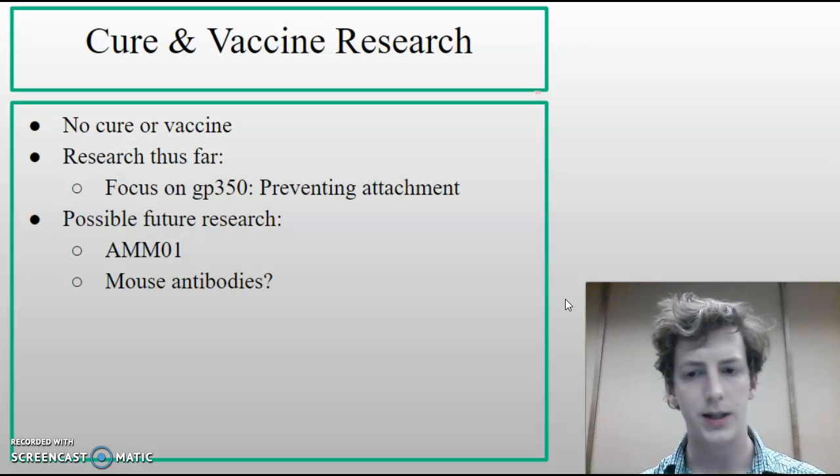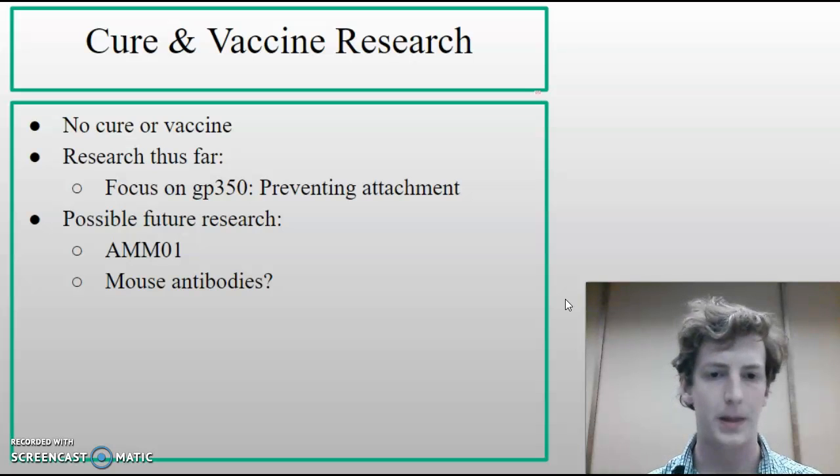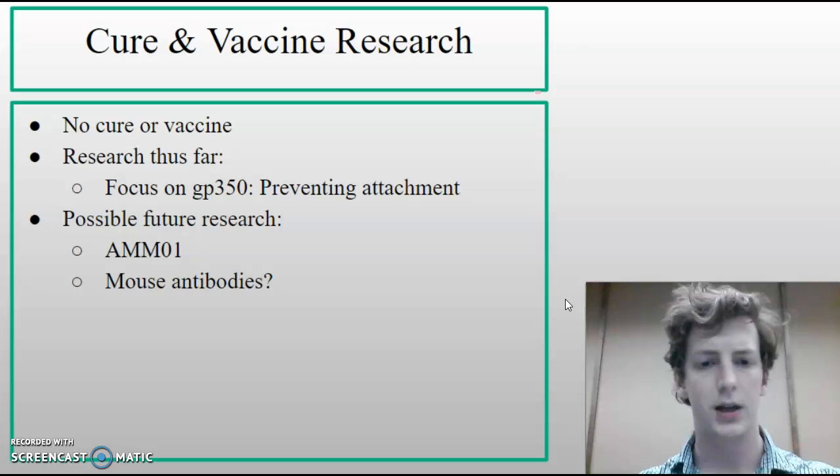which apparently blocks entry into the B cell by EBV. It has something to do with blocking GHGL. And there are also mouse antibodies that are being looked into.